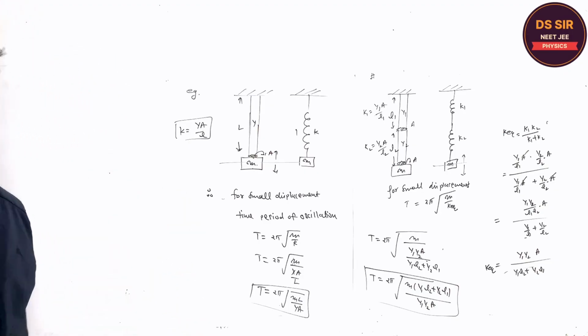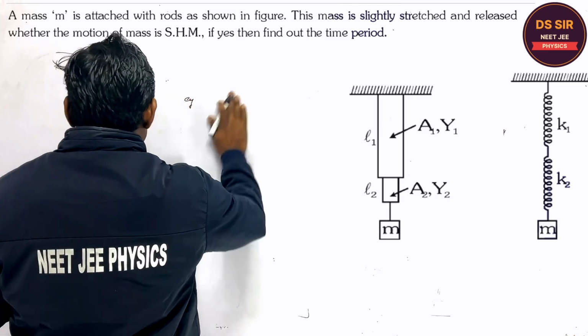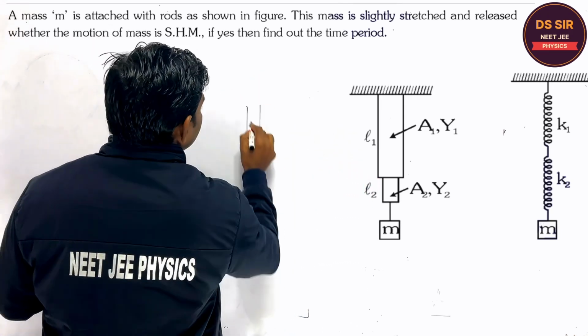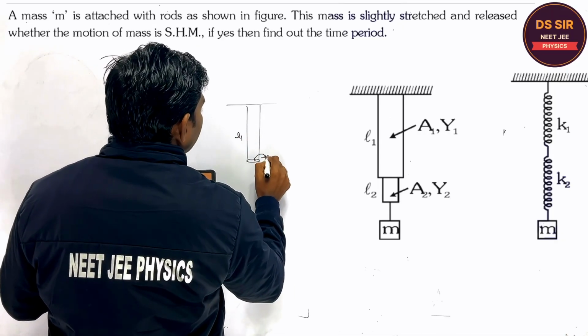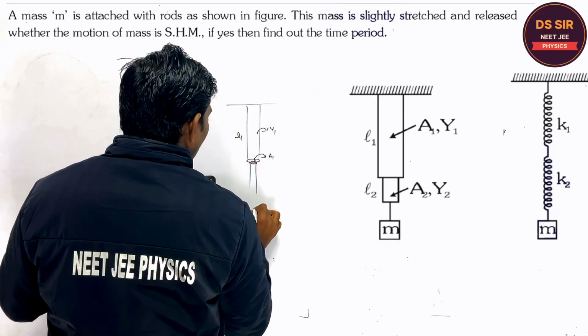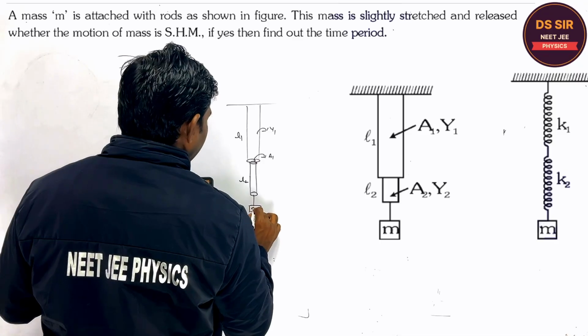Please copy this. So read this question. In this question, a mass M is attached to a combination of rods. Suppose this is the rod, the length is L1, area A1, Young modulus is Y1. Another small rod is over there, the length is L2. The mass is hanging like this.